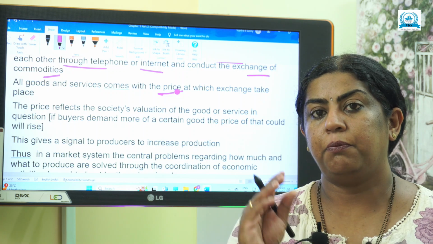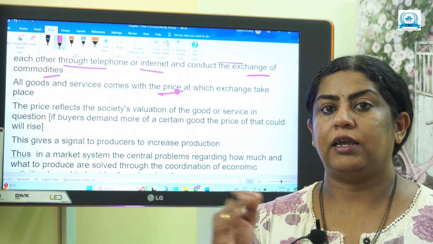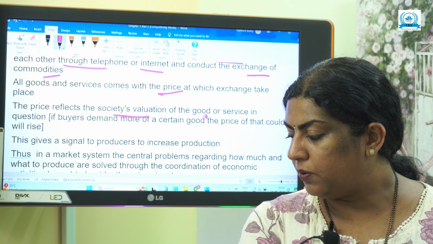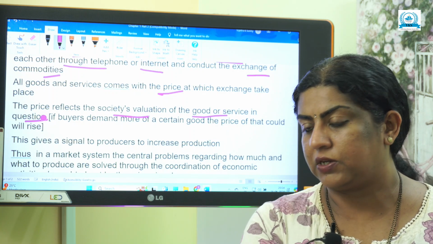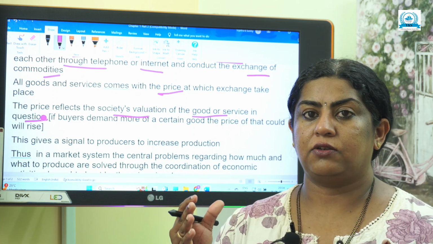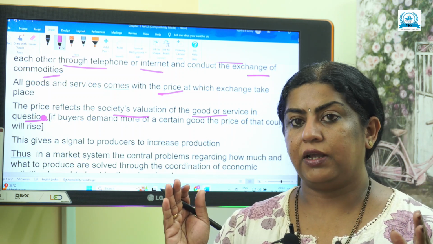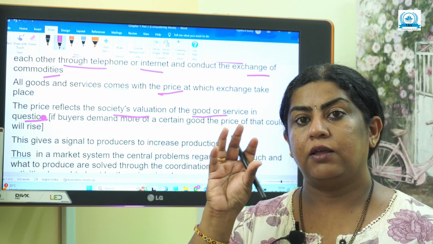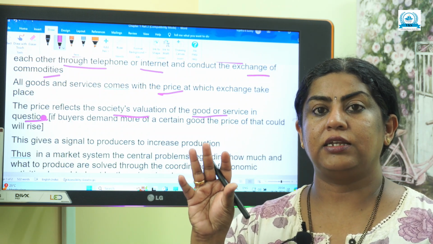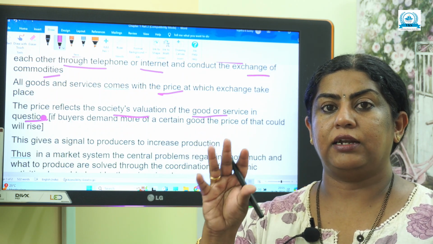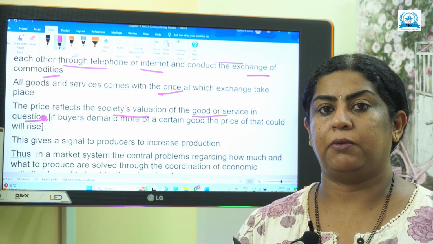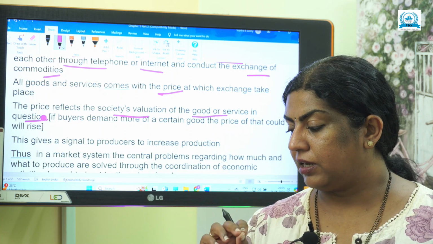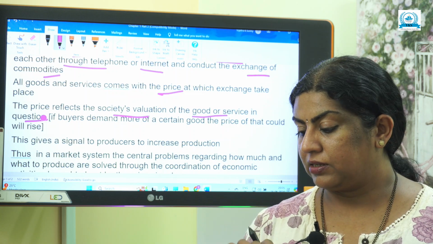So there is a particular price for each commodity at which they exchange. The price reflects the society's valuation of the good or service in question. So what does the price show? The price reflects the society's valuation, how the society evaluates the value of that product. Society will evaluate the product and decide this product is worth this much amount of money. So this price reflects the society's valuation of goods and services in question.